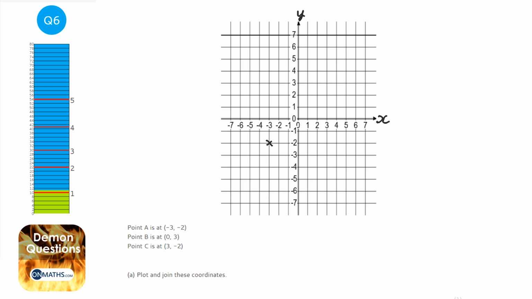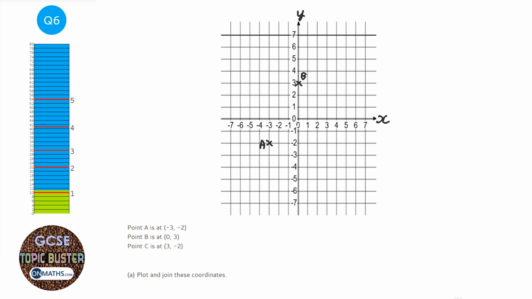Now it says point A, so I probably should label that as A. And point B is 0, 3. It means we're not going left or right at all. We're just going to stay at 0, but we could go up 3. So it's going to be there. And point C is at 3, -2. So along 3, down 2. Which could be that one there.